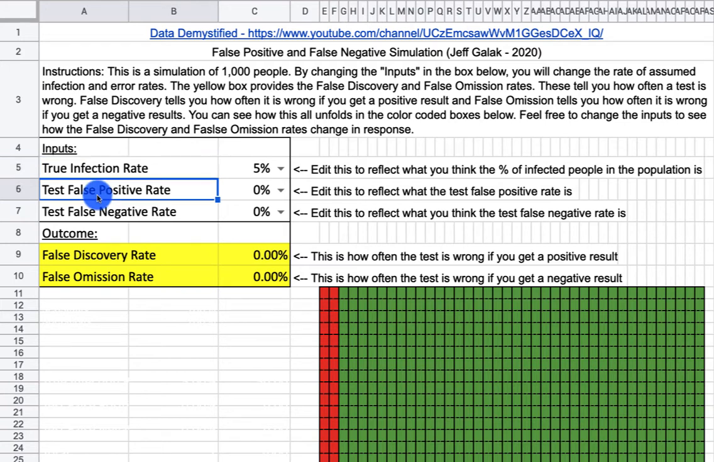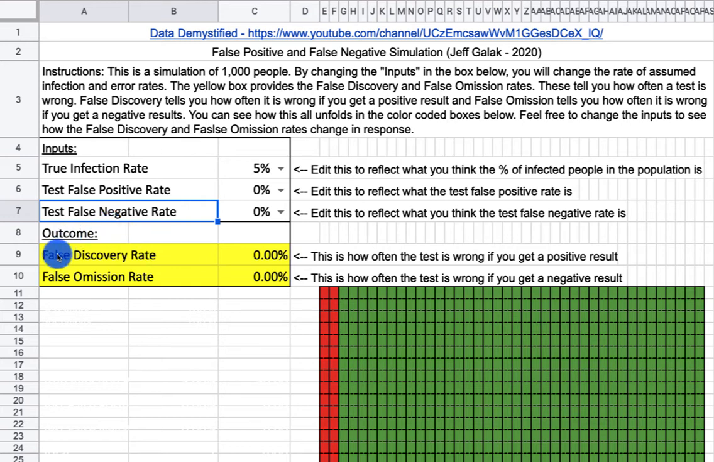The next we have is the test false positive rate. This is how often does a test come back wrong, such that it says that someone has a disease when in fact they don't. And then the test false negative rate, which is the opposite, which is how often does someone who has the disease come back with a test that says that they don't.